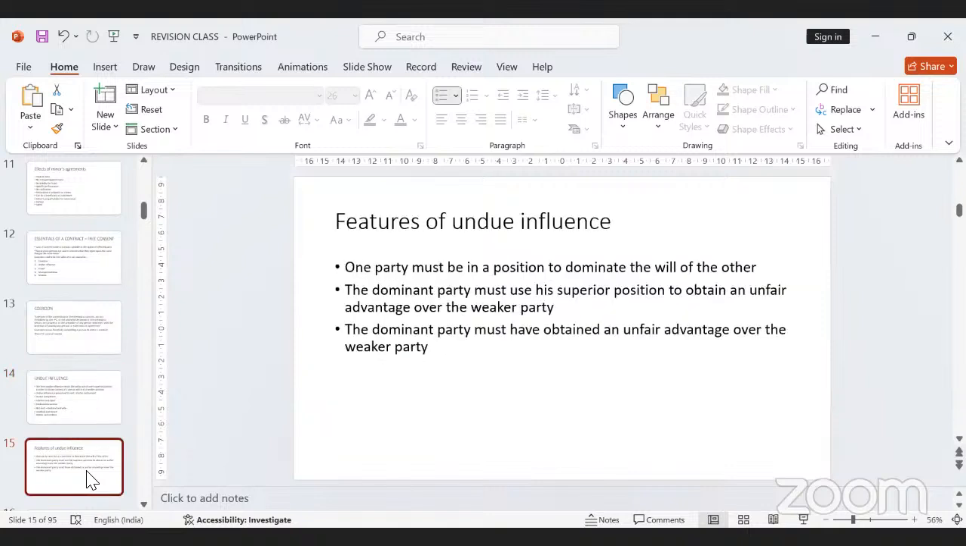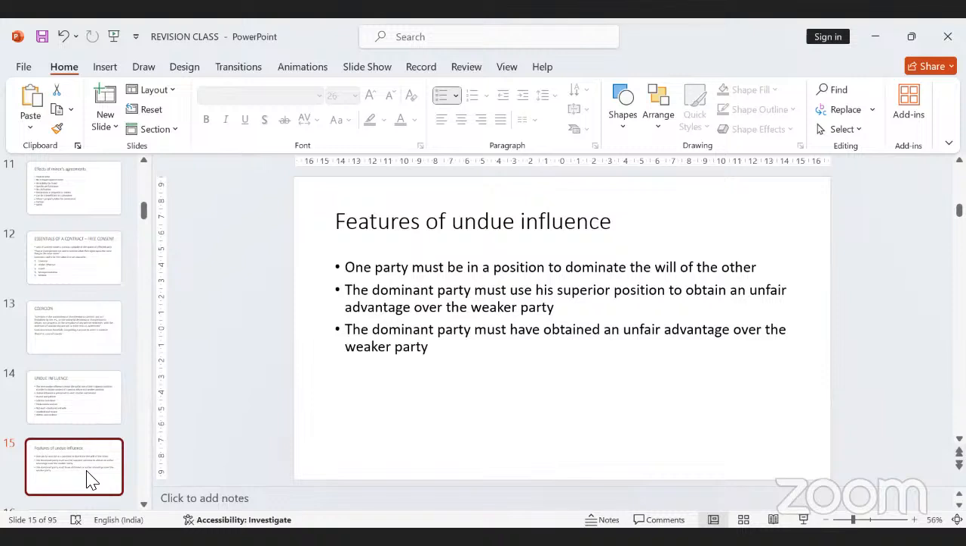Right? Next one is features of undue influence. So when do we say that undue influence is there? When one person is in a position to dominate the will of the other person, then we can say that undue influence is there, and that the dominant person has used his position to obtain an unfair advantage over the weaker party. See, for example, I told you between master and servant. So, can there be no contracts between a master and a servant? There can be, but the master should not use his position to exploit the servant.